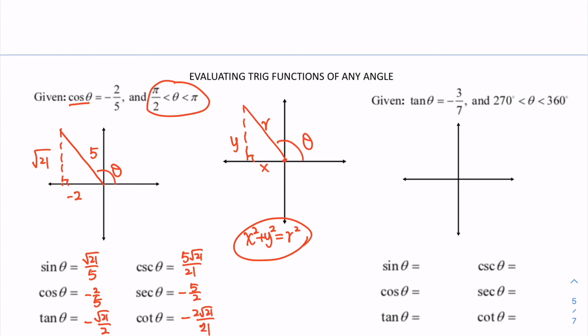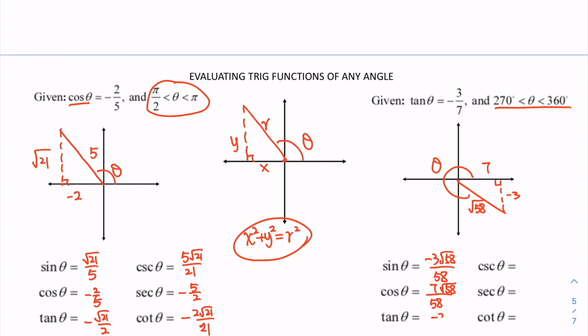Given tangent of theta equals negative 3 over 7, and theta is between 270 and 360 degrees. It's in quadrant 4, that's theta. Tangent theta, opposite over adjacent. So the hypotenuse will be square root of 58. So sine of theta is negative 3 square root of 58 over 58. Cosine of theta is 7 square root of 58 over 58.